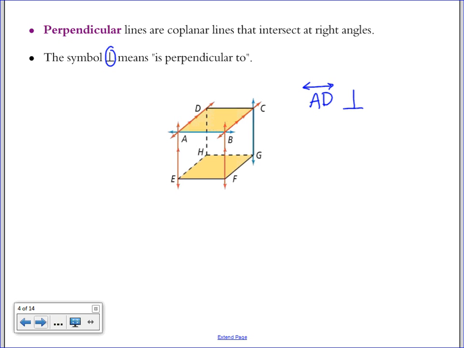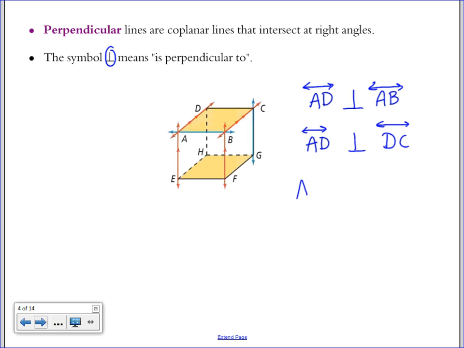is perpendicular to. There are two lines that are perpendicular to it on this picture. Actually, more than two lines. But one of them would be AB. AD is perpendicular to AB because you can see that they're both on the same plane, like the top of this cube, and they form a 90-degree angle with each other, because that's the corner of the box. AD is also perpendicular to DC.